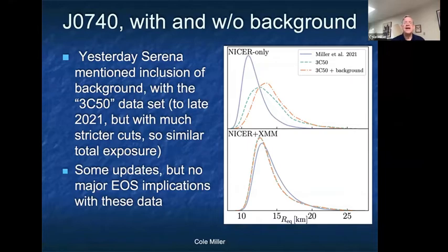As Serena explained, if you know that some of the counts are background, that means that the remaining counts from the spots are modulated more strongly, and this tends to point towards larger radii. In the bottom plot, you see NICER and XMM, where things are actually much closer to what we had, essentially because the XMM observation tells us the emission from the pulsar itself, and therefore, in some sense, implicitly, you already have the background. Net result is that there are some updates, but we agree with Serena that there are no major equation of state implications, at least with these data.